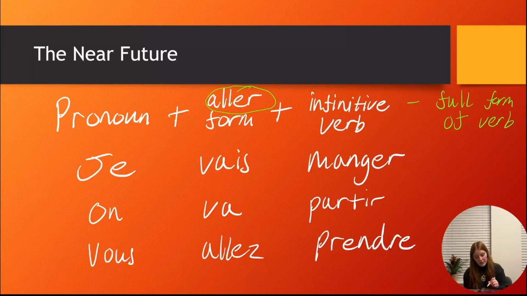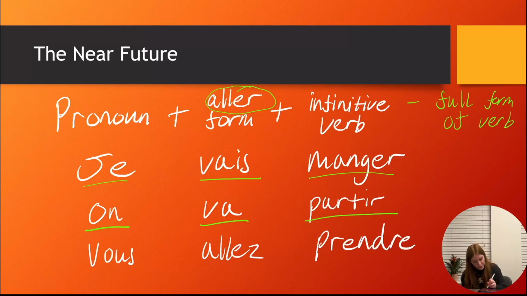So, some examples here. We've got the pronoun, je, the form of aller, so je vais. Then we've got a full form of the verb, manger. So this just means I'm going to eat. So it's in the future. And then next we've got on va partir. Partir is to leave. But we are going to leave. On va partir. In the future.